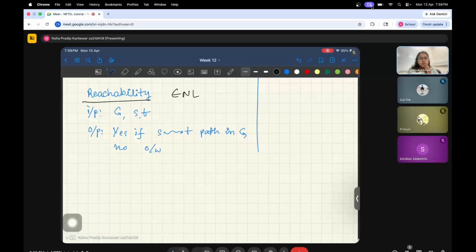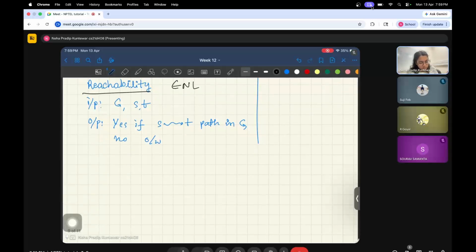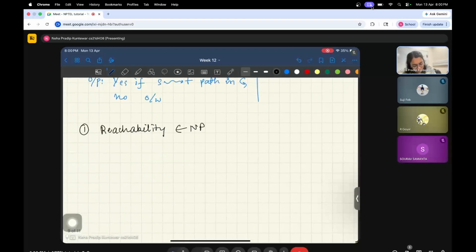So how do you show this? You want to come up with a non-deterministic machine which tells you whether it's a yes instance in a logarithmic amount of space. First, let's do a simpler thing: how do you show that reachability is in NP? Let's ask a simpler question.